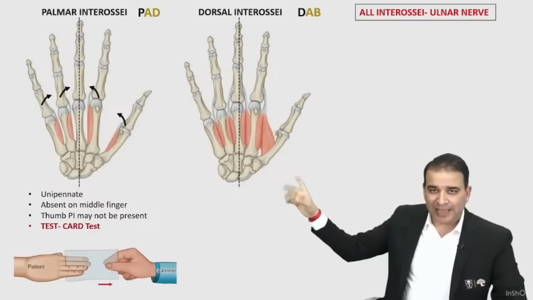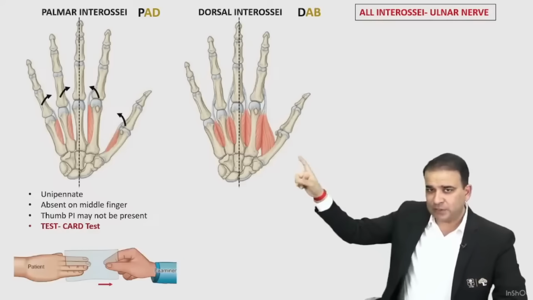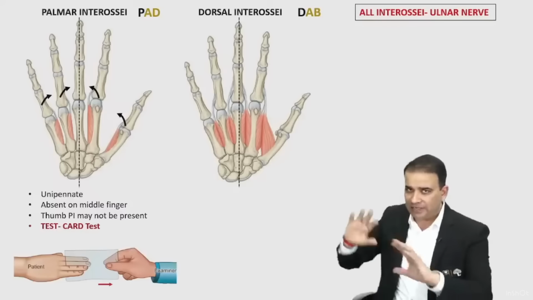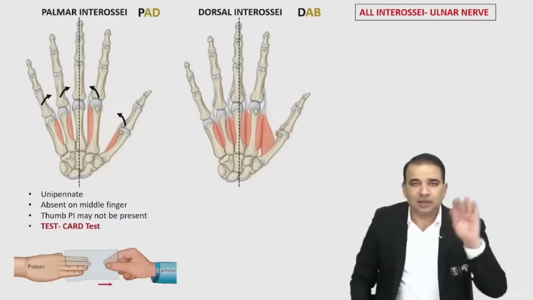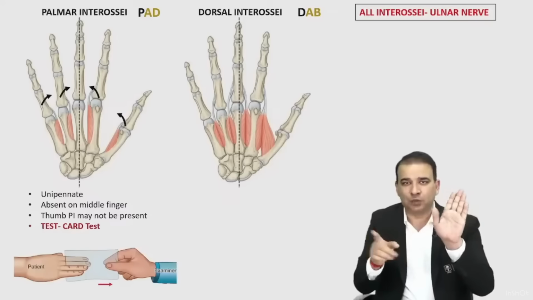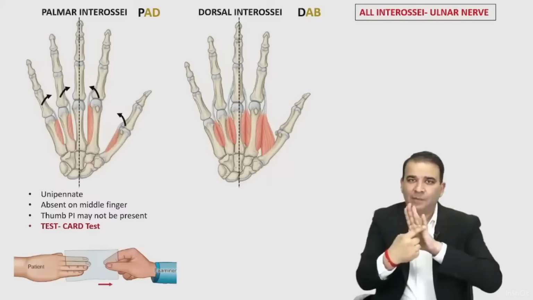Dorsal interossei, as you can see. Let's take it like this, guys. First of all, dorsal interossei is not needed for the thumb and little finger. They already have their abductors. We already have an abductor for the thumb, and we have an abductor for the little finger.